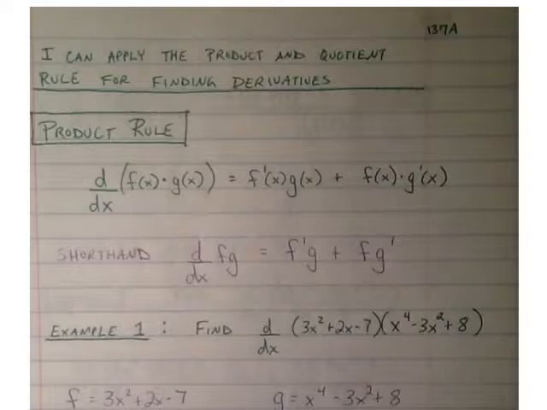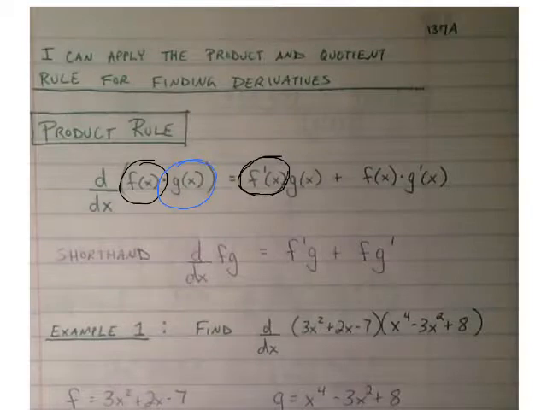The first one occurs when we have a function multiplied by another function, and we want to take the derivative of that whole thing. So what we can do is we take the derivative of the first and we multiply it by the second, and then we take the first and multiply it by the derivative of the second.